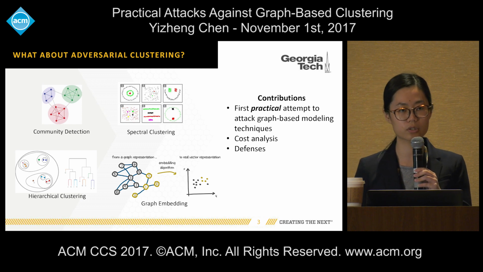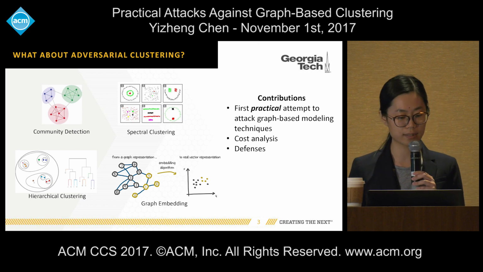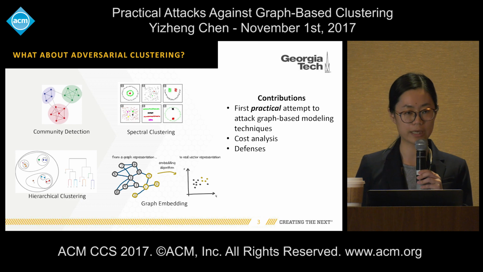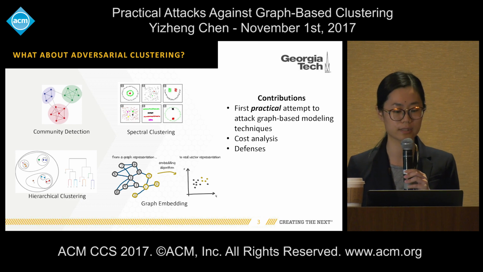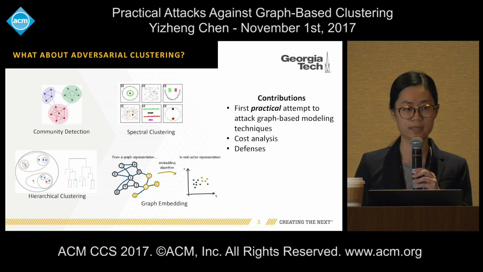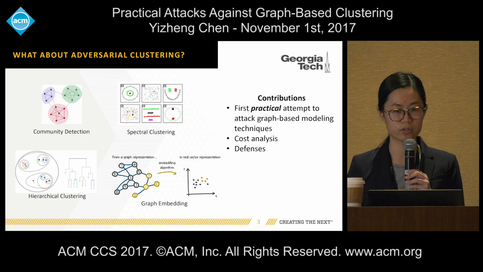Specifically, we propose two novel yet simple attacks. By conducting such attacks and doing cost analysis, it helps us identify the weaknesses of a clustering system, and therefore we can propose defenses to improve the robustness of a clustering system. Our attacks are based on the following intuition.